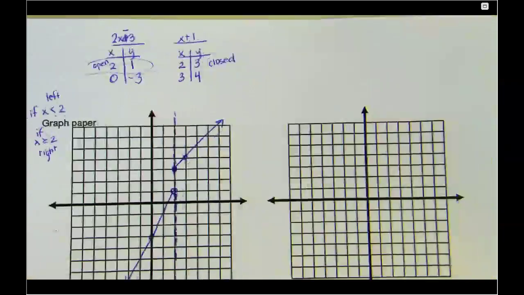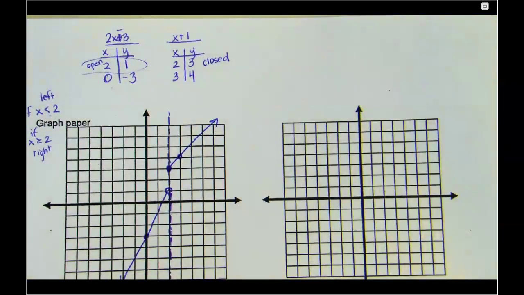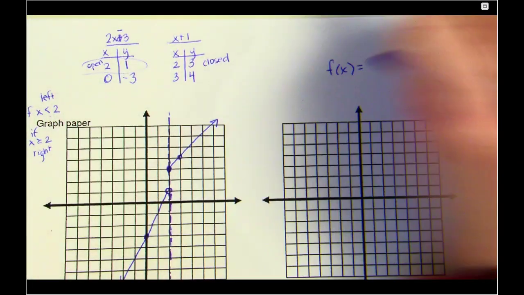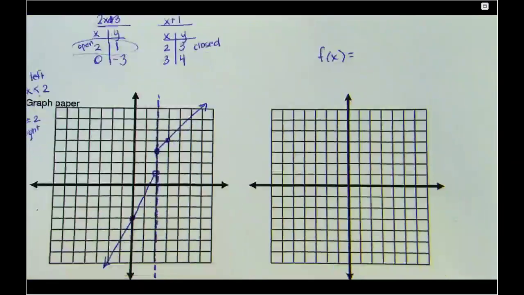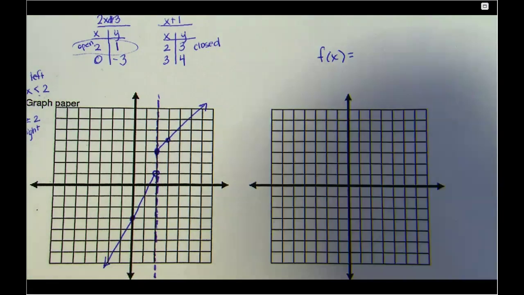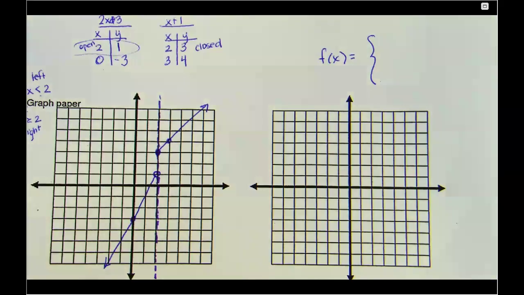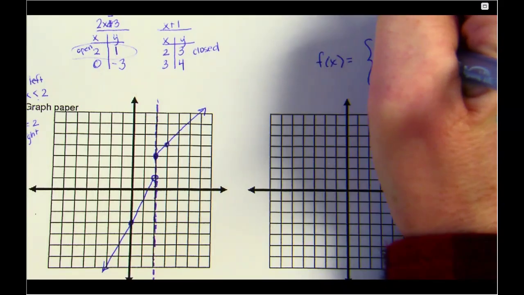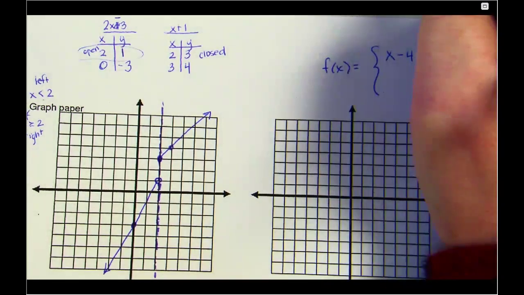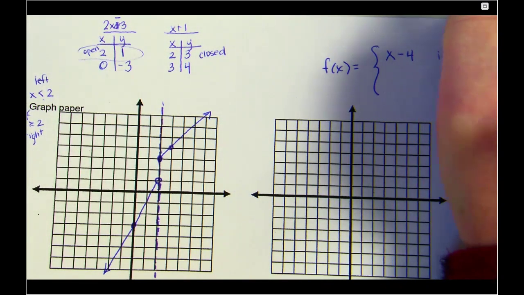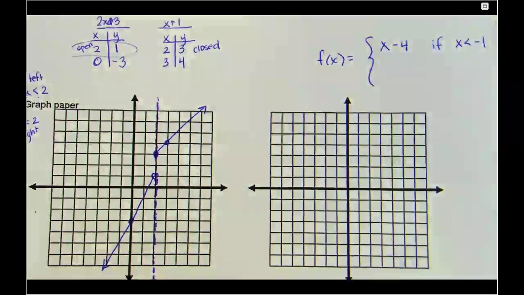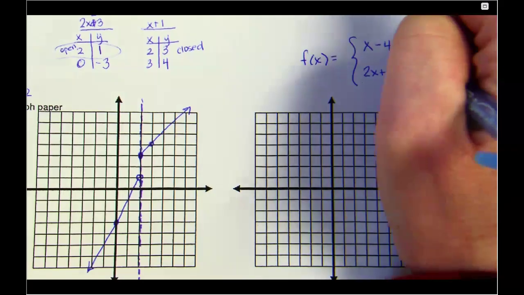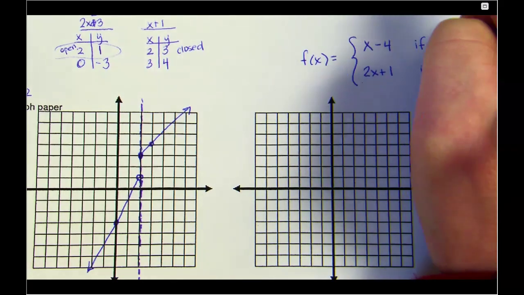Okay, let's do one more. And then we'll go back to function notation, and I will give you homework time. So let's say f of x is equal to, I'll give you some nice graphs here. So let's go x minus 4 if x is less than negative 1. And 2x plus 1 if x is greater than or equal to -1.